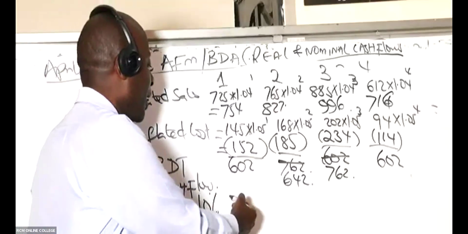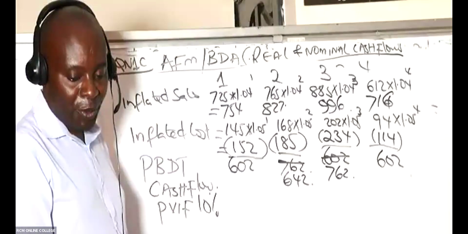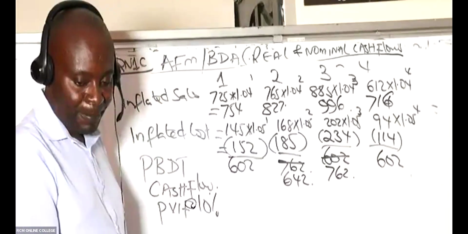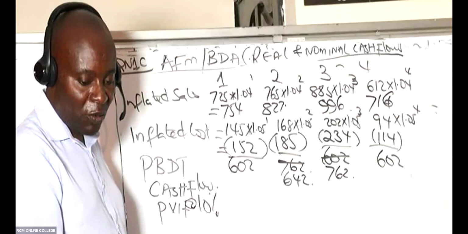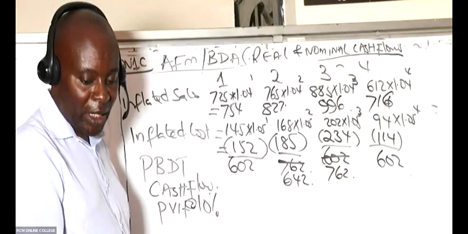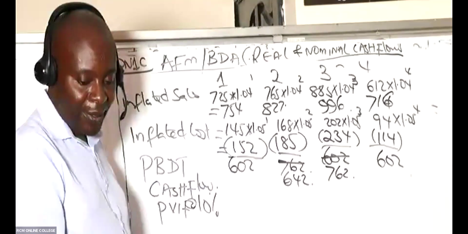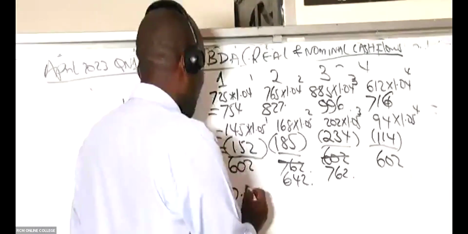So are you able to give me those figures pretty fast, the discounting factors at 10%? I'm alone, but I shall overcome. 1991. So this is 1991.